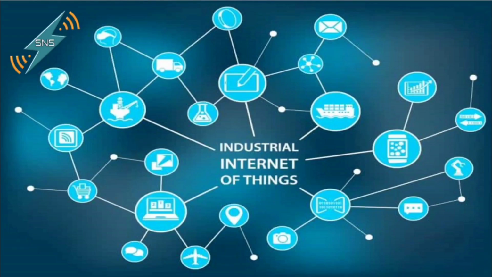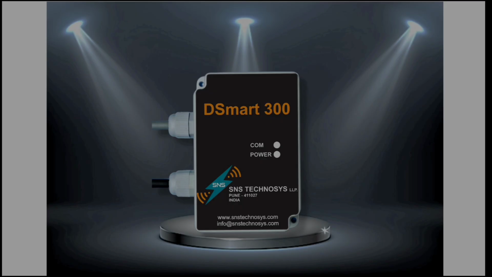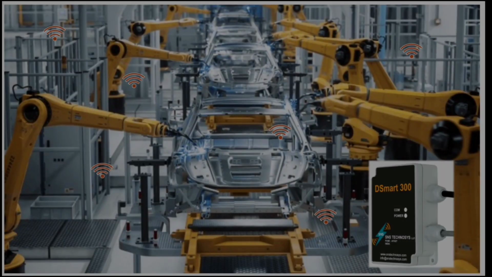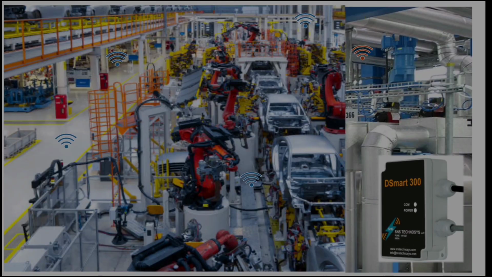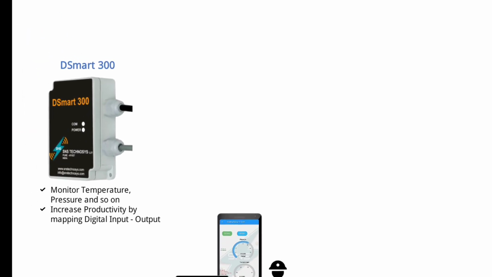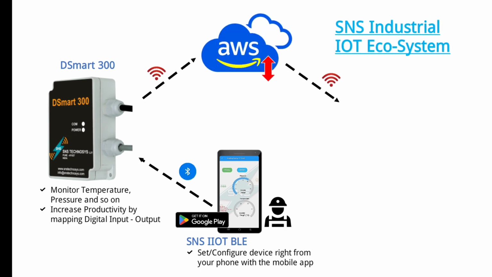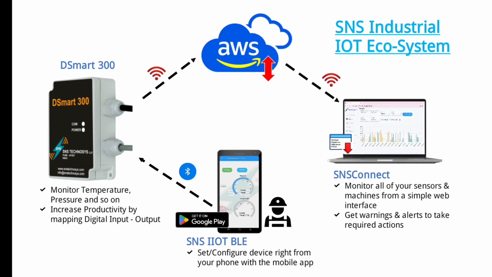Step into the revolutionary realm of SNS Technosys and DSmart 300, where innovation transforms the connectivity landscape for your units, machinery, and objects through SNS. The Industrial IoT ecosystem consists of an IoT gateway, a mobile app, and a cloud-based platform.